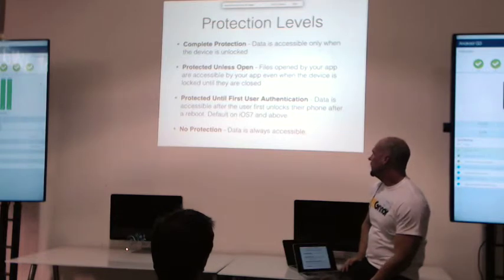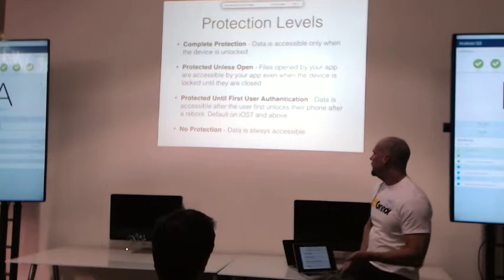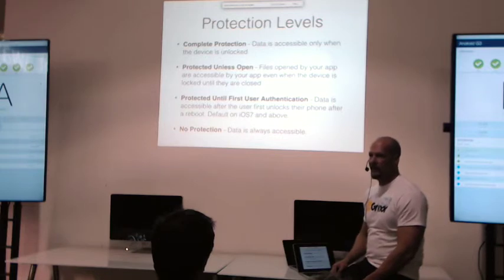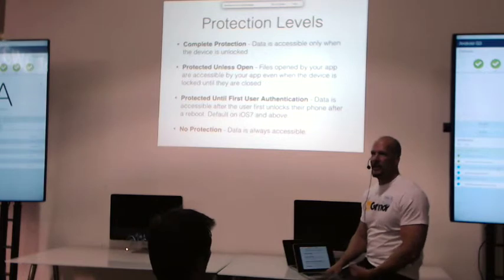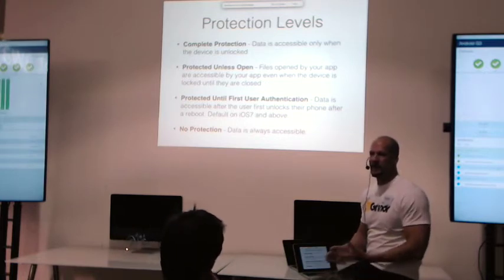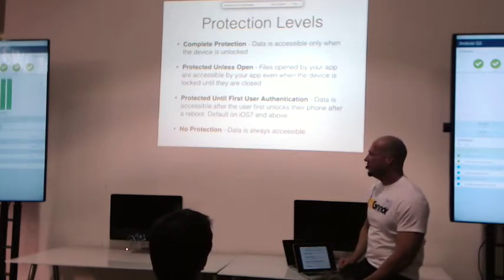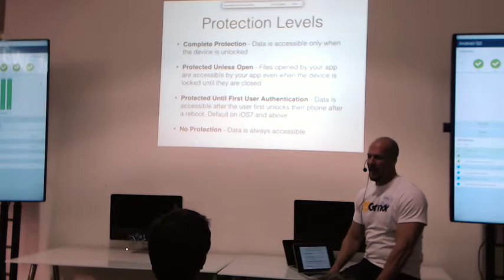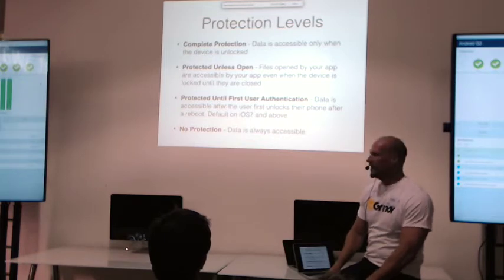The next one is protected until first user authentication. That's basically accessible until after the user first unlocks their phone after a reboot. It's not a very good level of protection. It is the default in iOS 7, so if you do nothing else, if you deploy to iOS 7 and 8, you at least get that level. But like I said, it's not recommended. No protection, of course, is very unrecommended, and Apple's deprecating it with iOS 9.